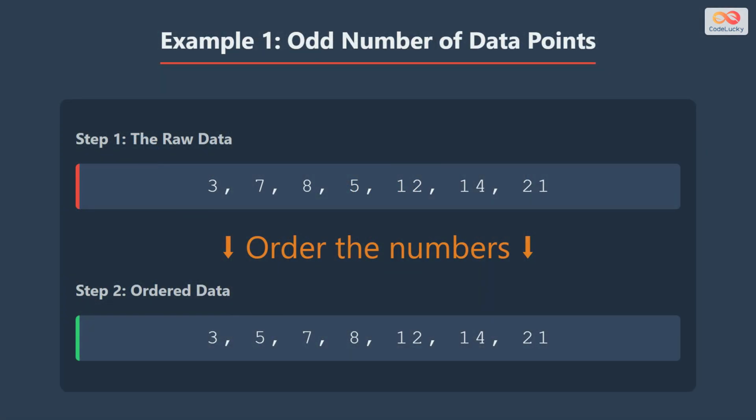Let's look at an example with an odd number of data points. Here is a raw dataset, 3, 7, 8, 5, 12, 14, and 21. The very first thing to do is arrange them in order. The sorted list becomes 3, 5, 7, 8, 12, 14, 21.